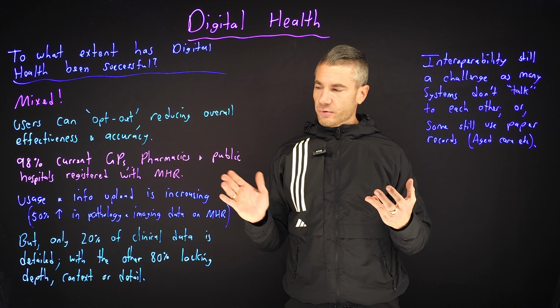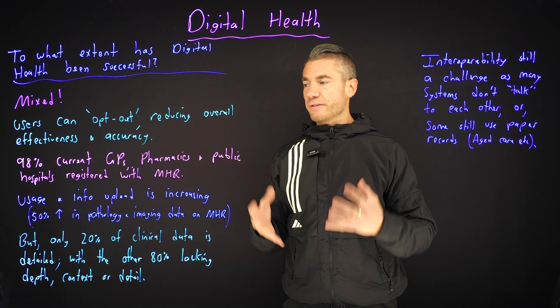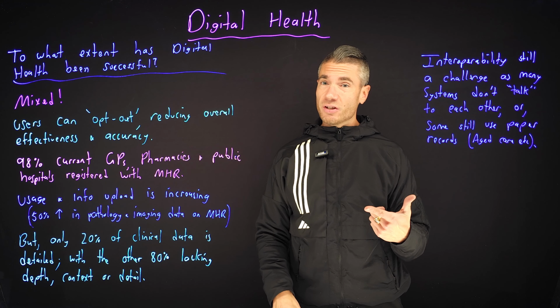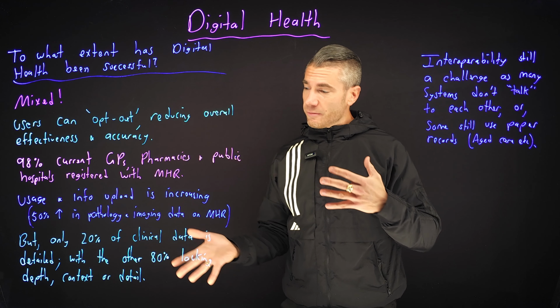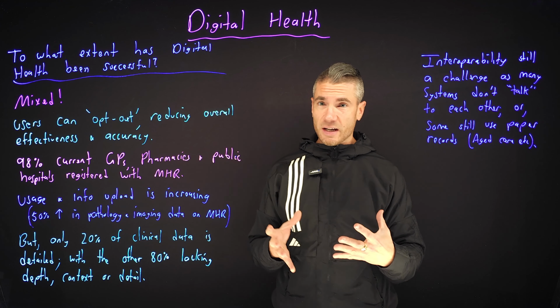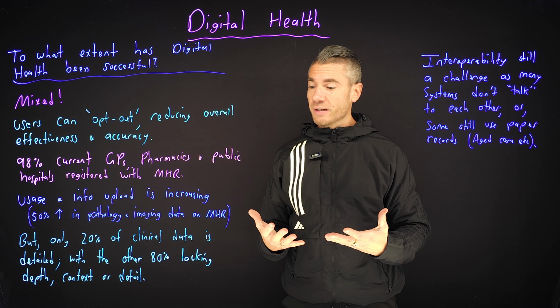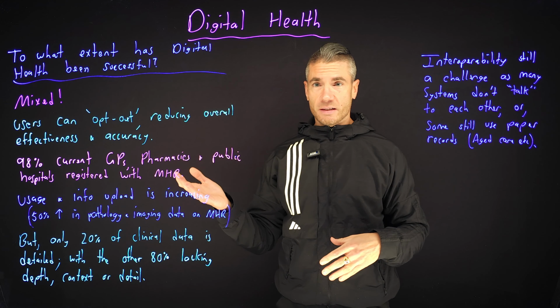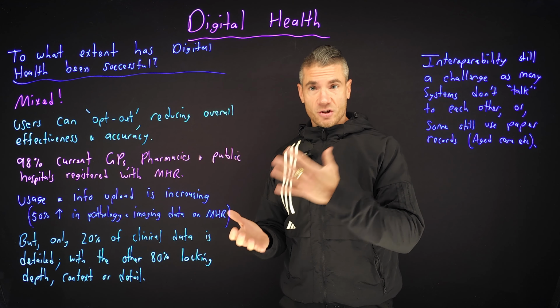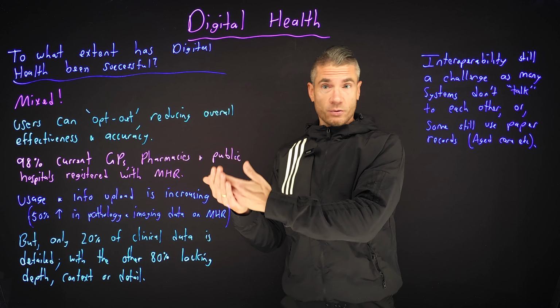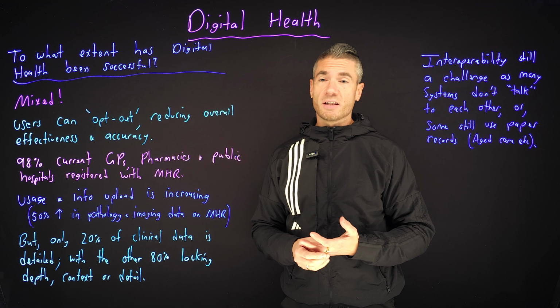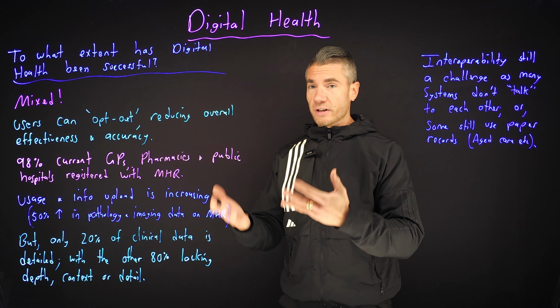The usage and the info being uploaded to MHR is increasing, okay? So for example, last year alone, there was a 50% increase in pathology and imaging data on My Health Record. However, back to a negative, only 20% of the data that is uploaded to My Health Record is actually useful, okay? As in, it is detailed, it has context behind it. For example, if you're getting imaging, the actual images are on MHR. If you're getting pathology, the actual results are on MHR.